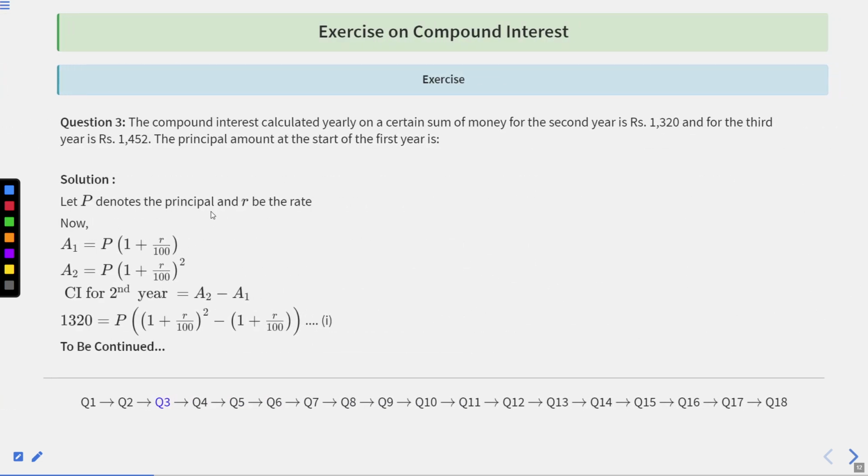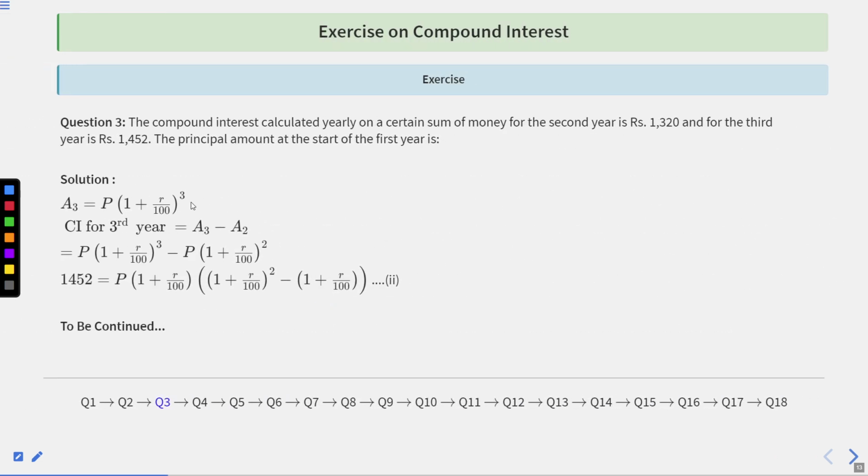Solution. Let P denote the principal and R be the rate. Now A1 is equal to P times (1 plus R upon 100), and A2 is equal to P into (1 plus R upon 100) whole square. So the compound interest for the second year is equal to A2 minus A1. So 1320 is equal to P times [(1 plus R upon 100) whole square minus (1 plus R upon 100)]. So this is equation 1.